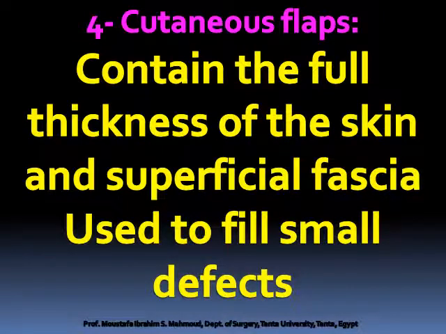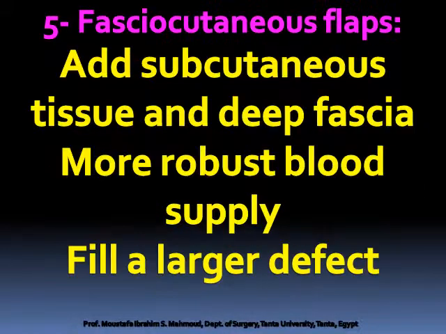Cutaneous flaps contain the full thickness of the skin and the superficial fascia. It is used to fill small defects. Fasciocutaneous flaps, adding subcutaneous tissue and deep fascia. The blood supply is more robust. They fill a larger defect.